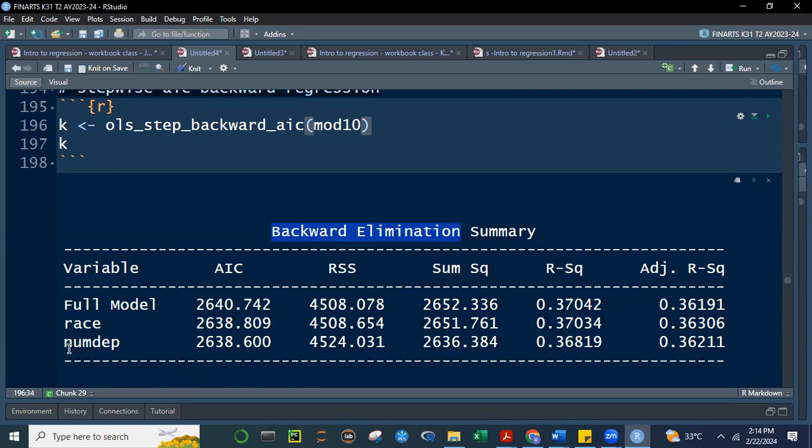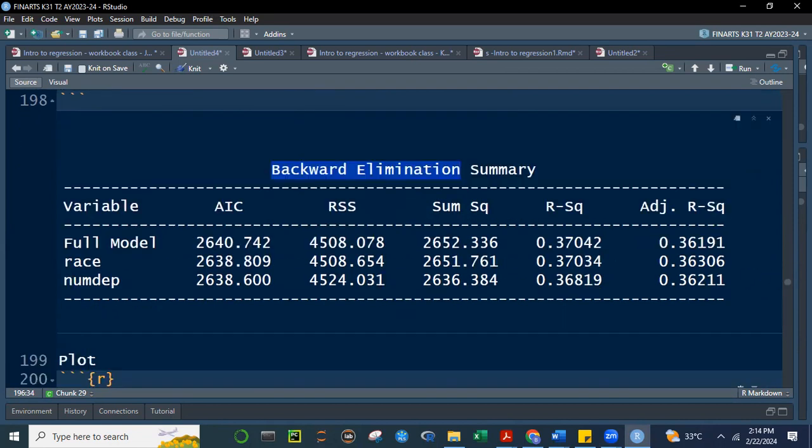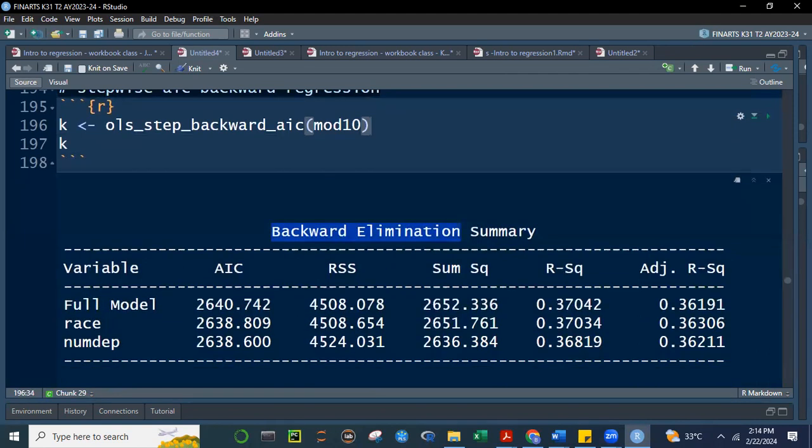Tapos next, ang susunod na tatanggalin, number of dependents, no? So what happened? AIC also went down. All right. Now, it stopped here. Ibig sabihin dito, class, na our final model is the one without race and number of dependents. Okay, ito yung final model natin.